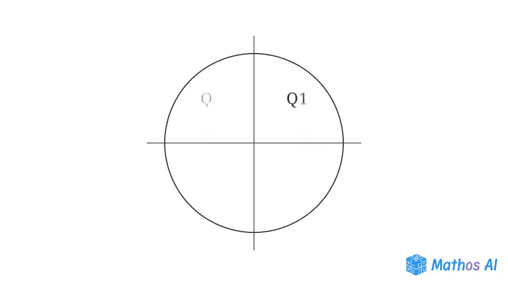Ever wondered how to find the exact value of sine for an angle like 225 degrees? It might seem tricky, but today we're going to break it down step by step. First, let's visualize 225 degrees on our unit circle.